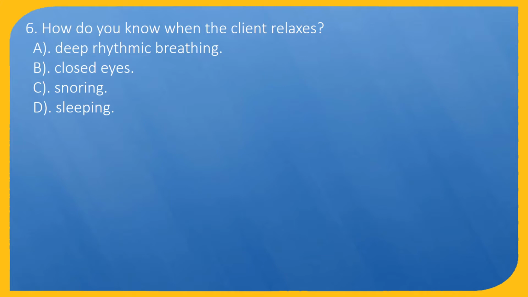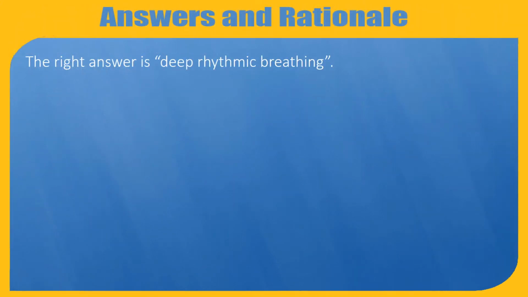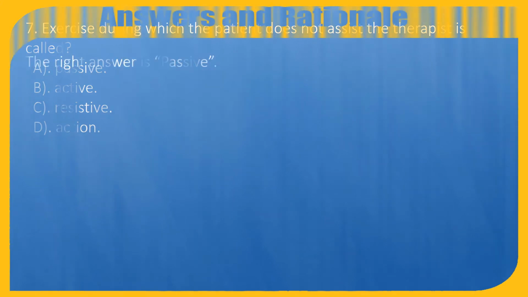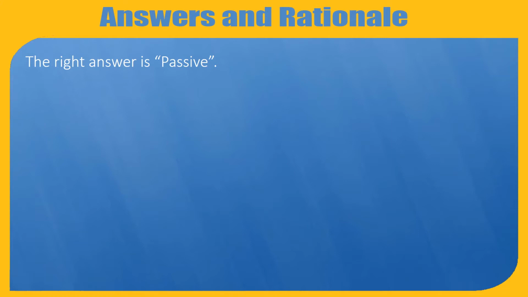Question 6. How do you know when the client relaxes? A. Deep rhythmic breathing. B. Closed eyes. C. Snoring. D. Sleeping. The right answer is deep rhythmic breathing. Question 7. Exercise during which the patient does not assist the therapist is called? A. Passive. B. Active. C. Resistive. D. Action. The right answer is passive.